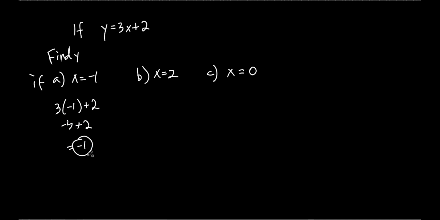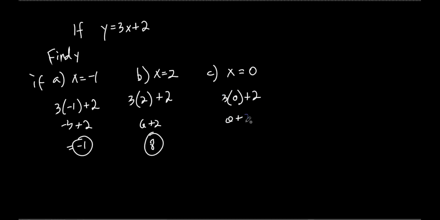It doesn't always happen that way. It just happened to on this one. Let's put a 2 in for x. So what do we do? We just plug it in, right? Substitution is all it is. So I've got 3 times 2 plus 2. 3 times 2 is 6, plus 2 is what? 8. Remember doing this? Put a 0 in for x. So it's what? 3 times 0 plus 2. That's 0 plus 2. That's what? 2. Very simple.